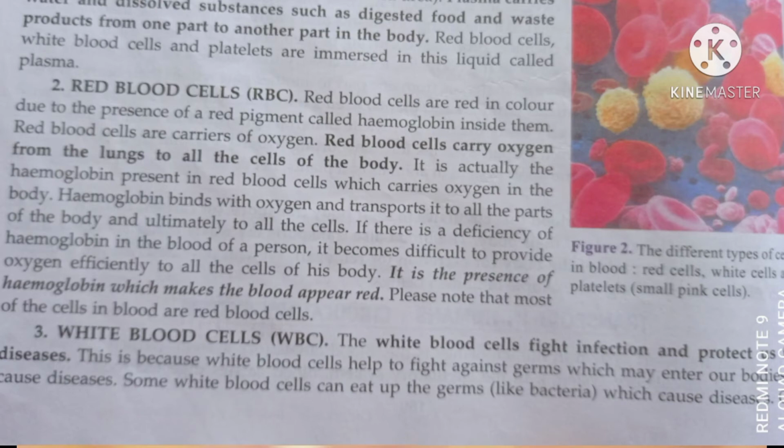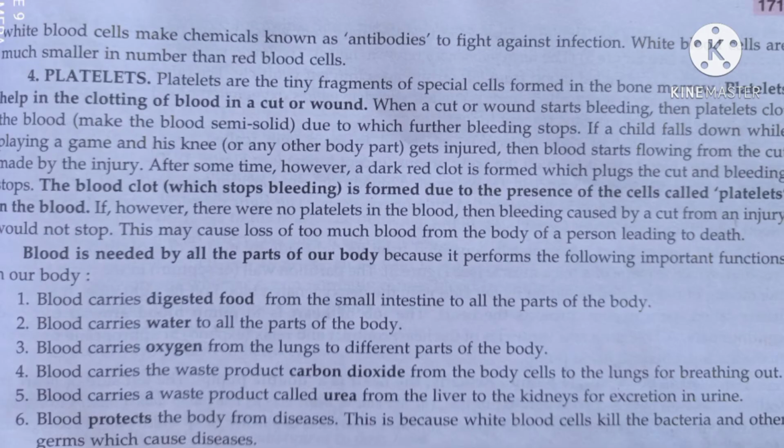Now, the white blood cells. The white blood cells fight infection and protect us from disease. This is because white blood cells help to fight against germs which may enter our bodies and cause diseases. Some white blood cells can eat up the germs like bacteria which cause diseases. Other white blood cells make chemicals known as antibodies to fight against infection. White blood cells are much smaller in number than red blood cells.